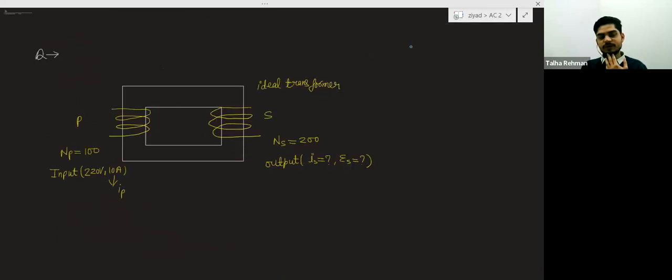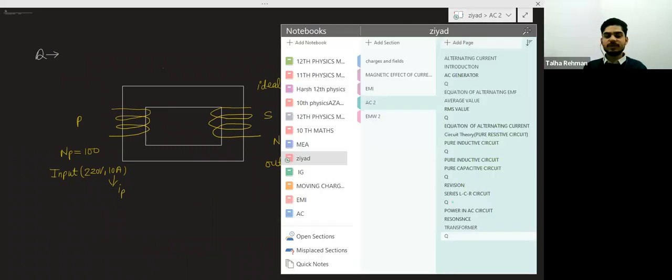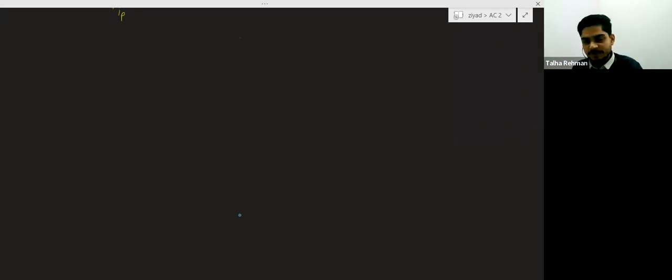Very simple question. Can you just explain efficiency again, sir? Efficiency. Basically, we do not use efficiency for transformers only. We use efficiency in different chapters: thermal efficiency, electrical efficiency. There are different types. What is the meaning of efficiency basically?